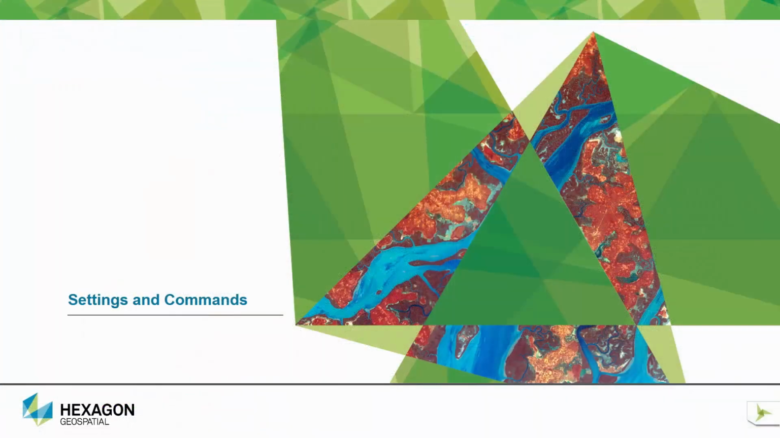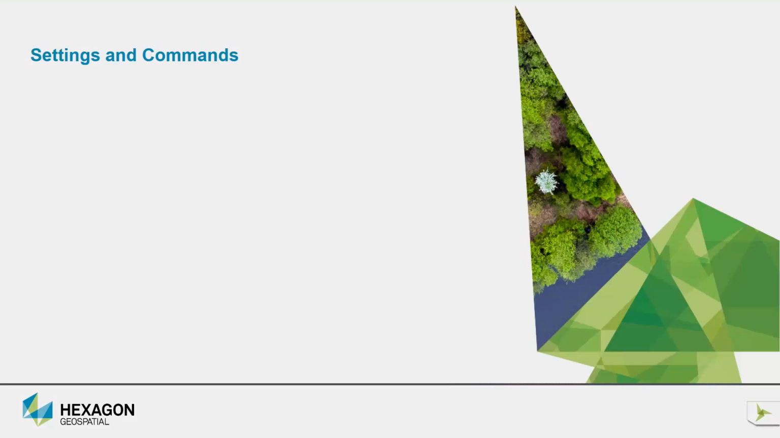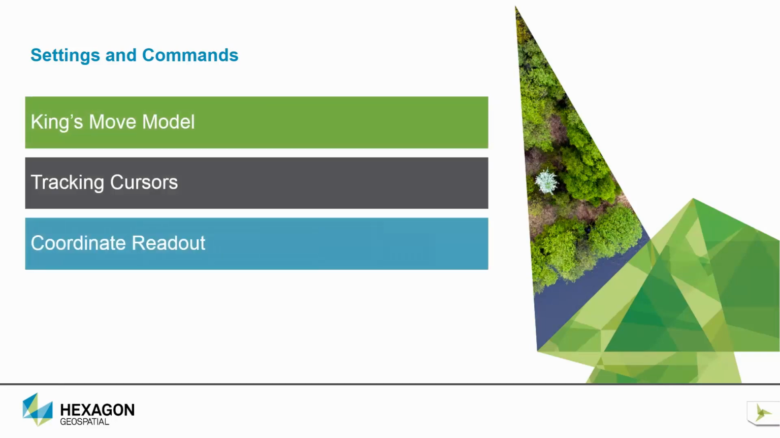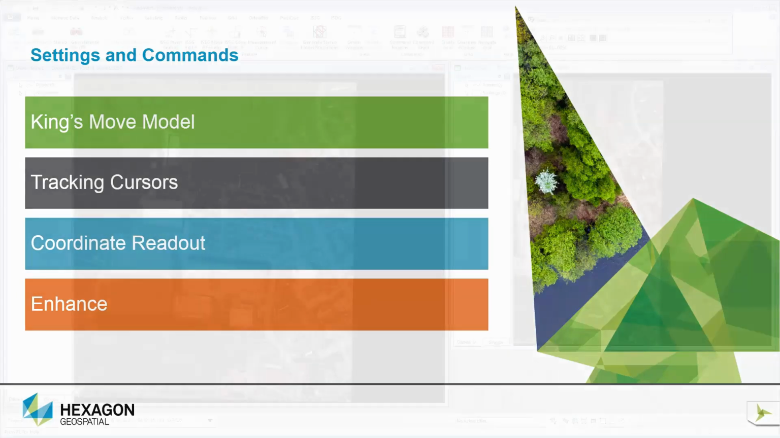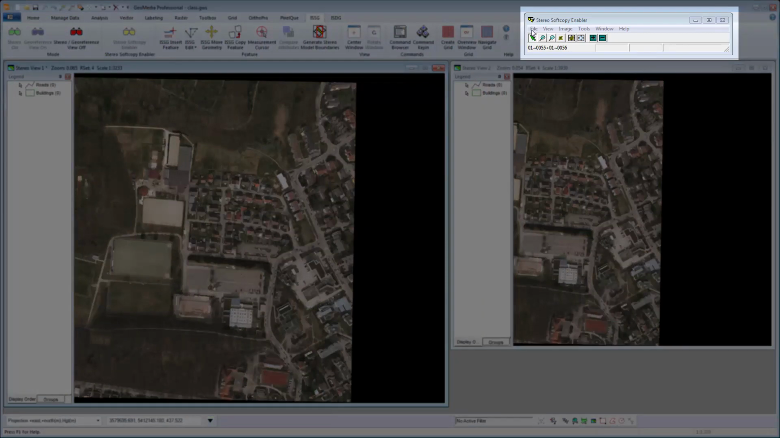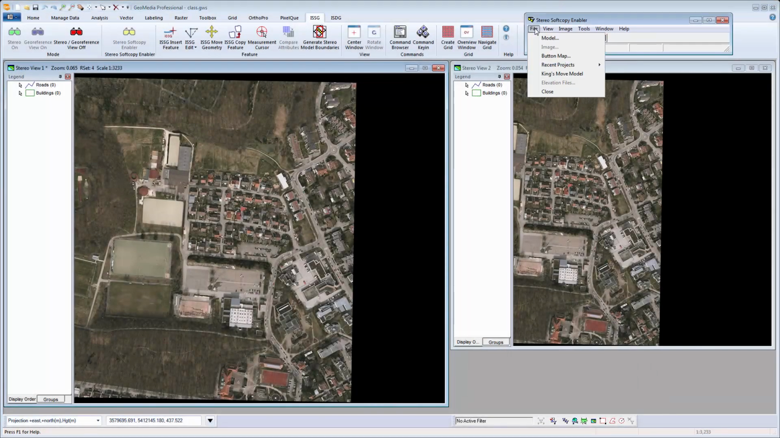Let's take a look at some ISSG settings and commands. ISSG has a very large selection of settings and commands. Some of the more frequently used items include King's Move Model, Tracking Cursors, Coordinate Readout, and Enhance. King's Move Model is used to navigate from the active stereo model to a valid neighboring stereo model within the same photogrammetric project. In Stereo Soft Copy Enabler, click File, King's Move Model to open the dialog.